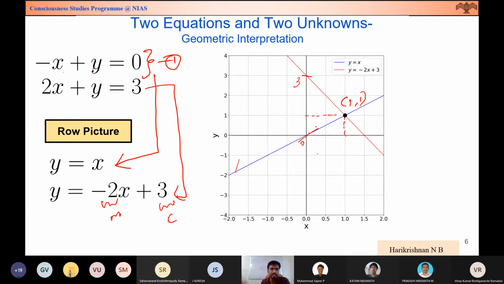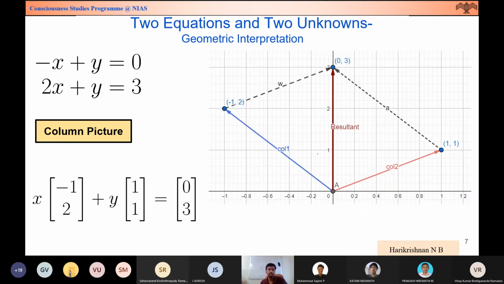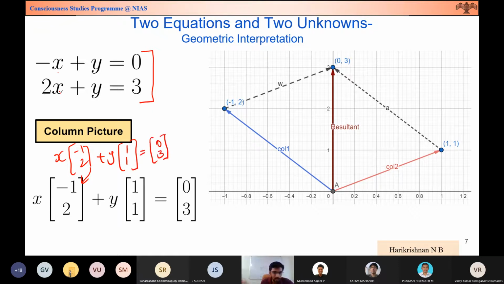So now there's one more picture that is called the column picture. We come to that. So how do we understand the column picture? Again, we will take the same system of linear equations. From both of these equations, I can take x common from both sides. So I can write it as x times column 1 that I have written here, plus y times column 2 to get another column vector 0, 3.